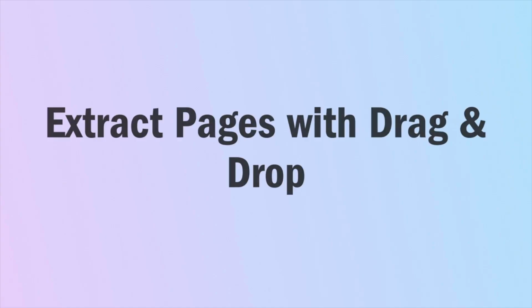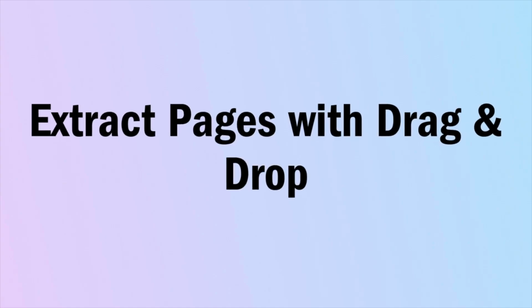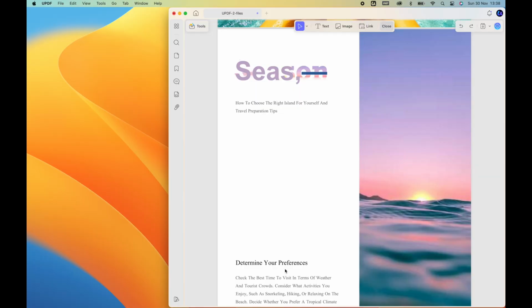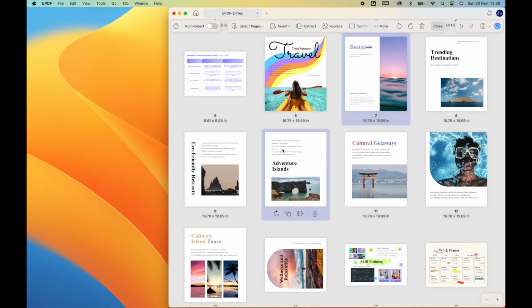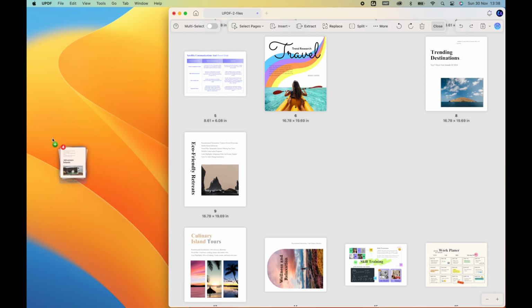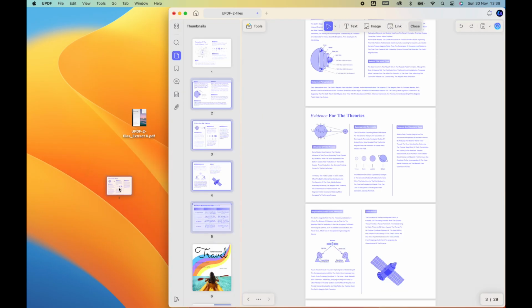If you need to extract specific pages from your PDF, UPDF lets you drag and drop them to extract them. Open your PDF and select Organize Pages from the top left. Hold the Control key to select multiple pages that you want to extract. Then simply drag them to your desktop. You can also drag and drop the pages to your desktop from the page thumbnail.